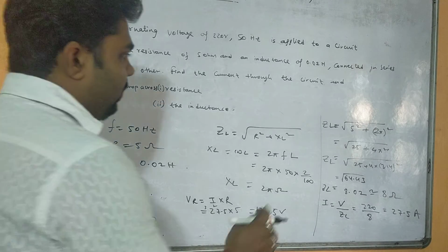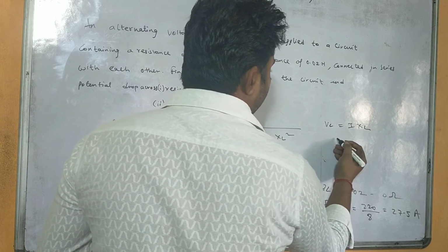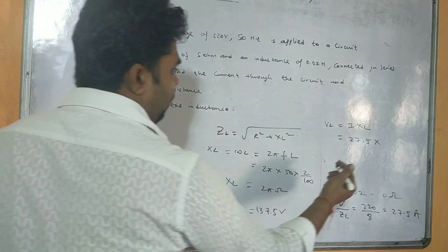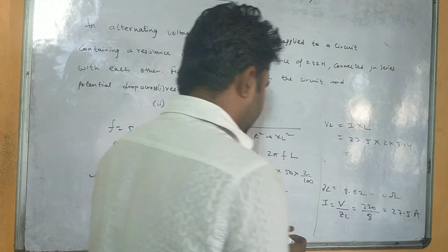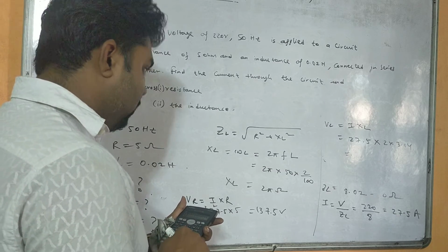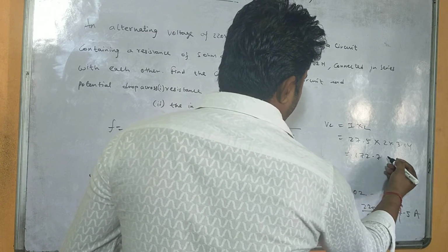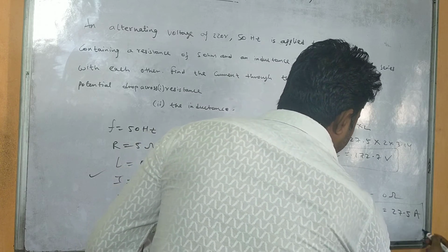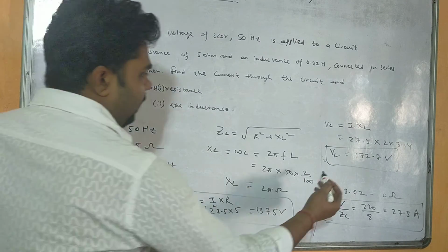So next, VL is given by I XL. I is 27.5 and XL we got here 2 pi, that is 2 into 3.14. Now when you calculate this one, 27.5 multiplied by 2 multiplied by 3.14, you will be getting 172.7 volt, right? So these are our required answers. That means the current we got. After getting the current, it will be very easy for finding the potential drop across resistance and inductance.